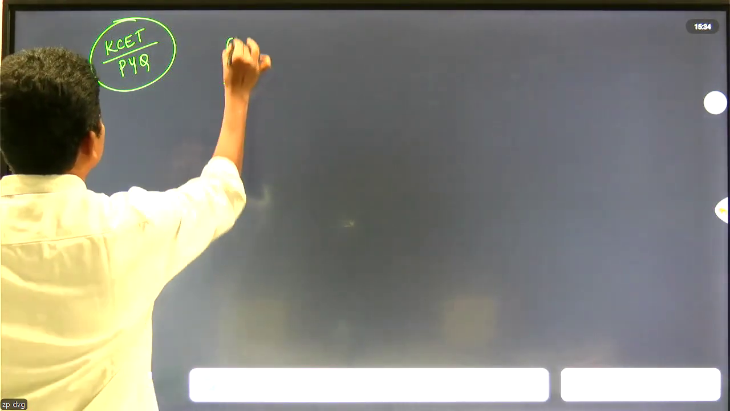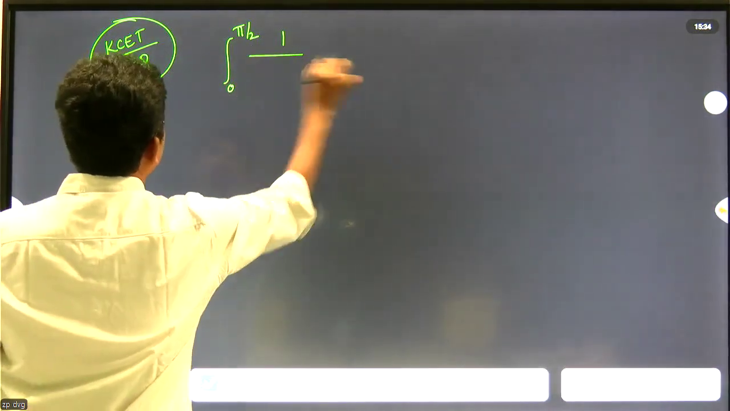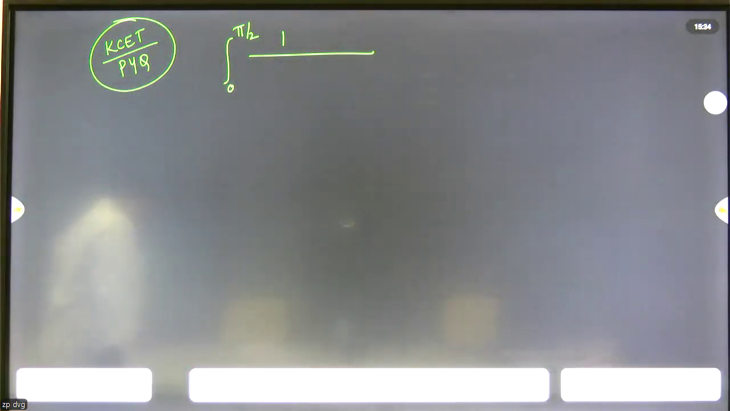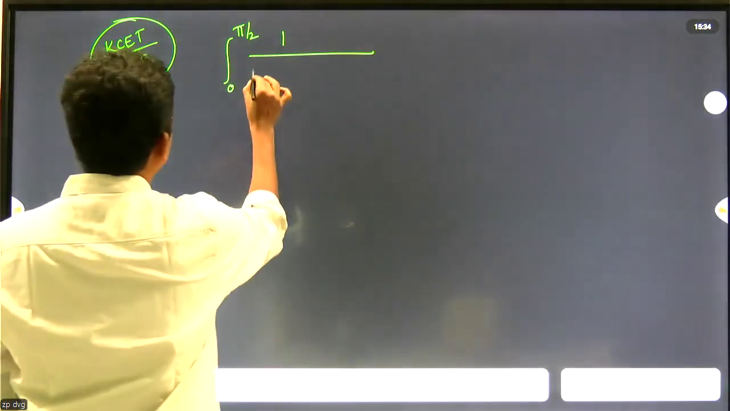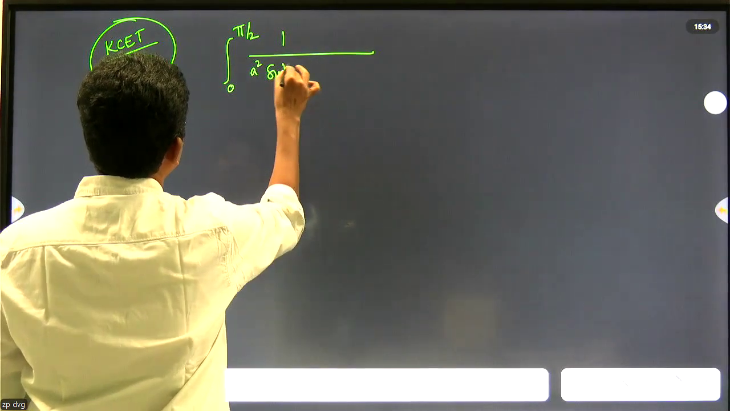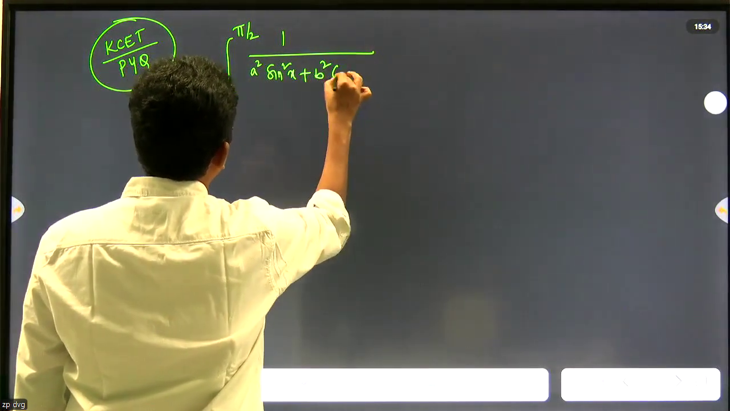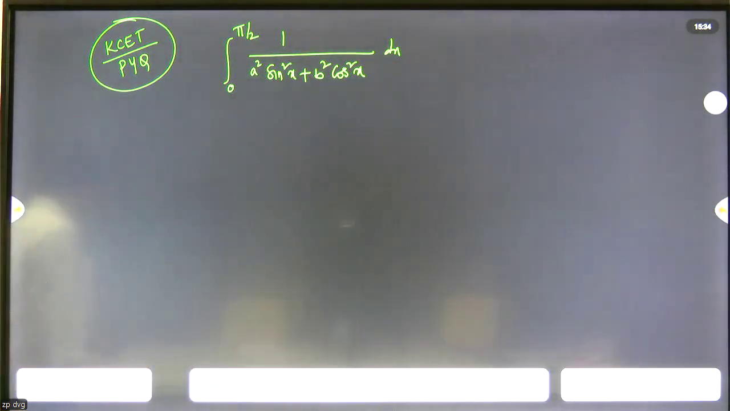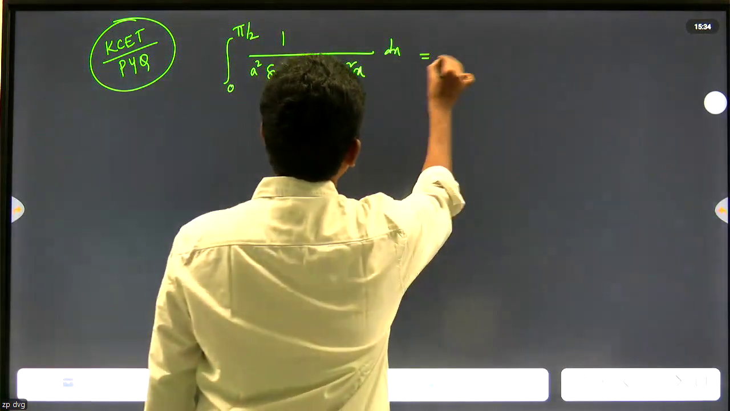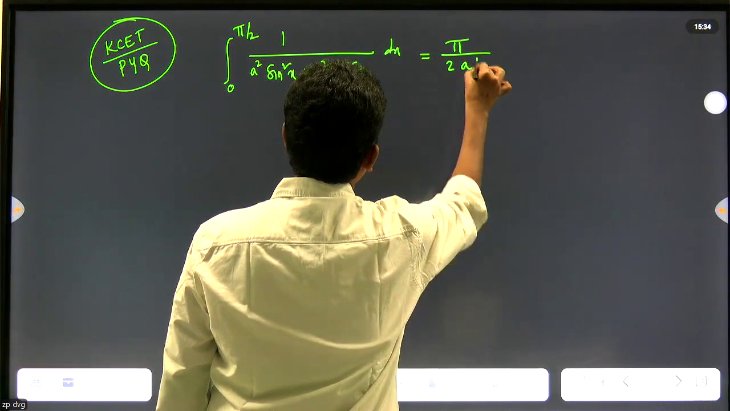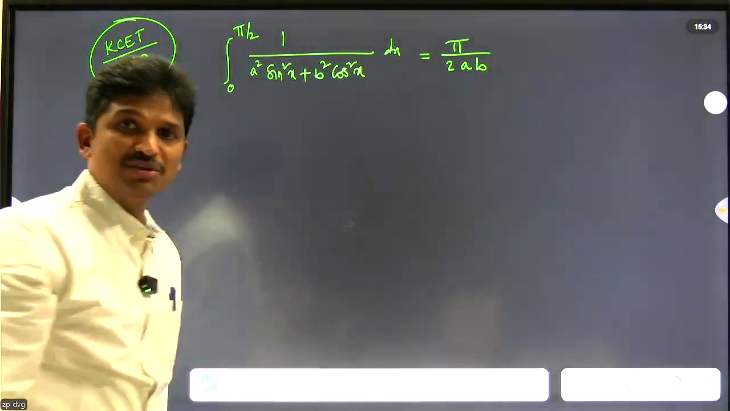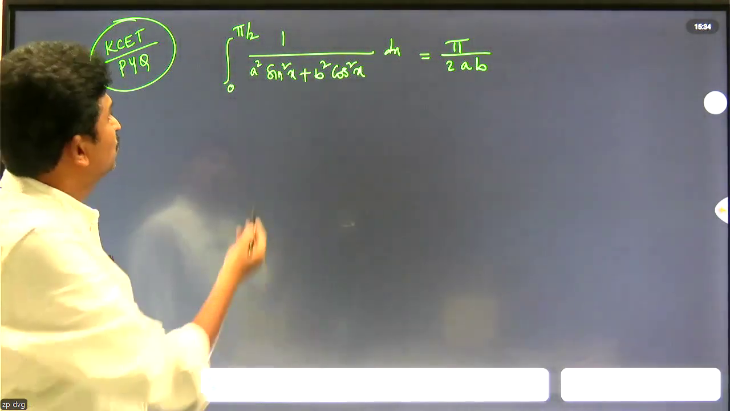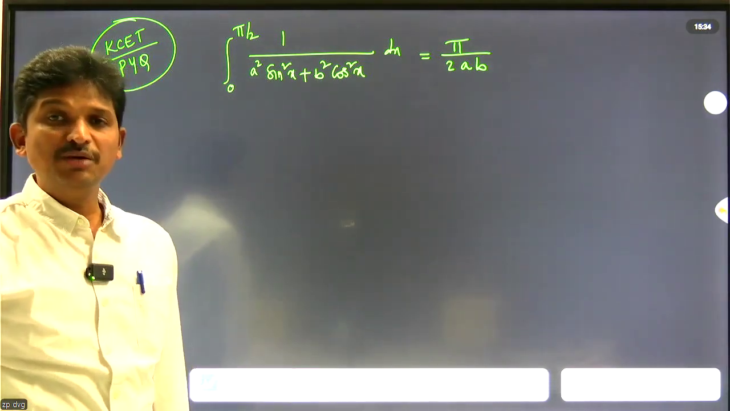The question is the integral from 0 to pi by 2 of 1 divided by a square sin square x plus b square cos square x dx. If you do it by the regular method, it takes time. Its answer is pi divided by 2ab. I don't want to derive all the things, it takes time. We have limited time. This is the last class in integration, so a direct formula is there. Its answer is pi divided by 2ab.